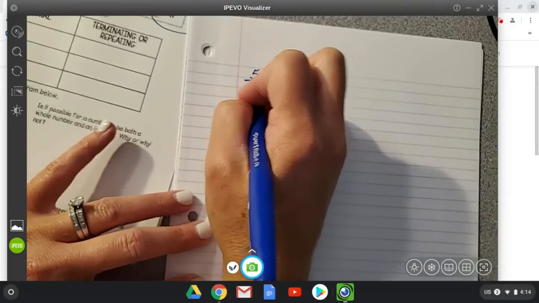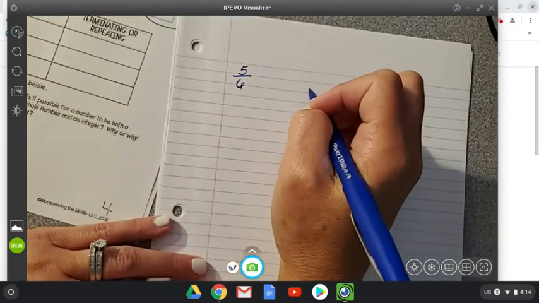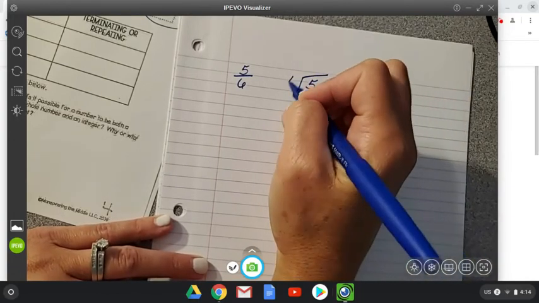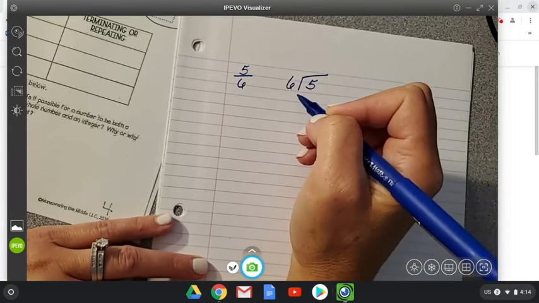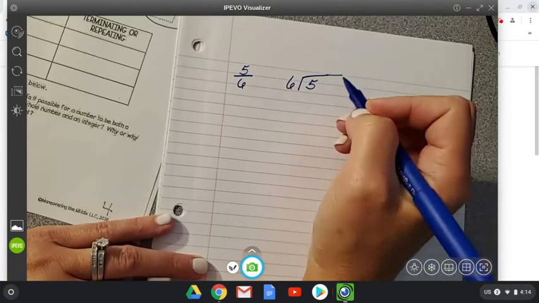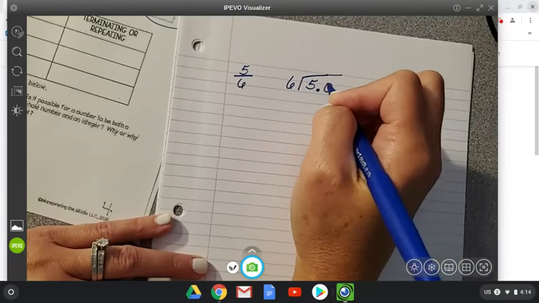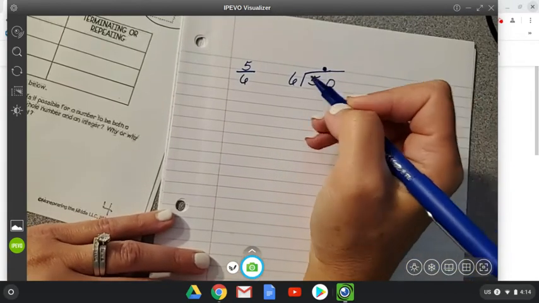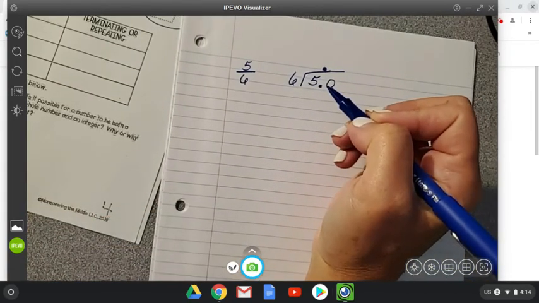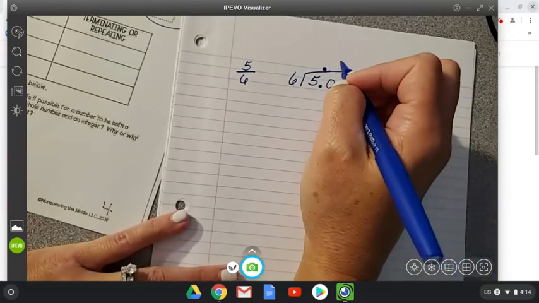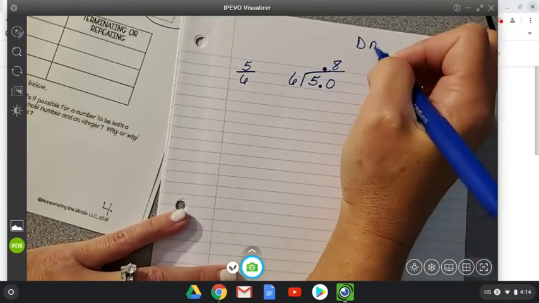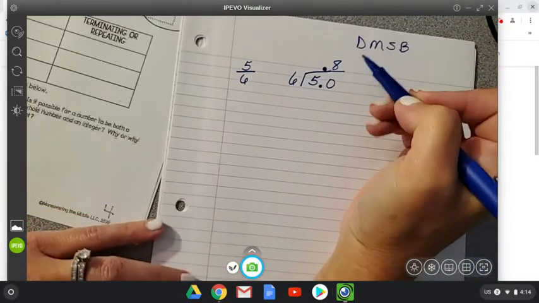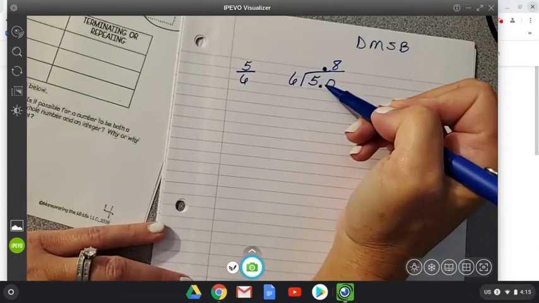So I have 5/6, okay, which means I'm going to take 5 divided by 6. So 5 goes on the inside, and we're going to divide by 6. Since 6 doesn't go into 5, I'm going to go ahead and add my decimal and my 0, and bring that decimal straight up. And then I take 6 into 50. 6 goes into 50 8 times. Remember, we're going to do divide, multiply, subtract, bring down. Okay? So when we divide, 6 divided into 50, we get 8.